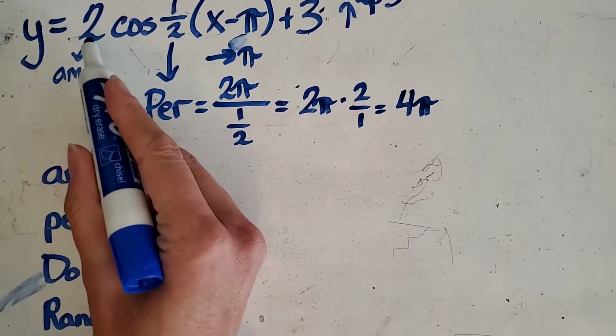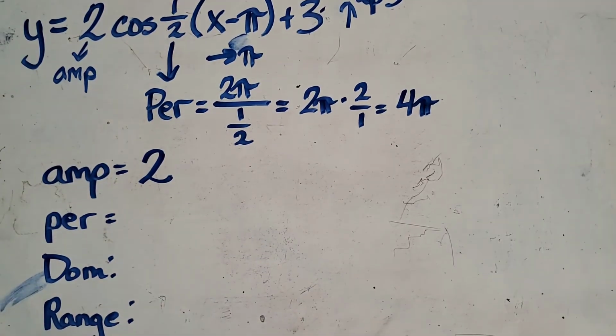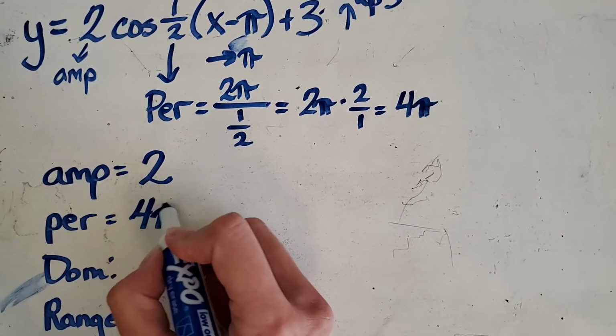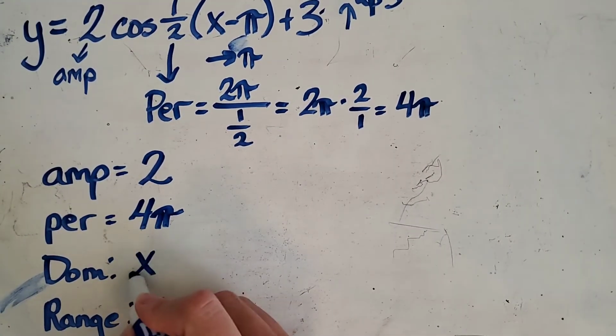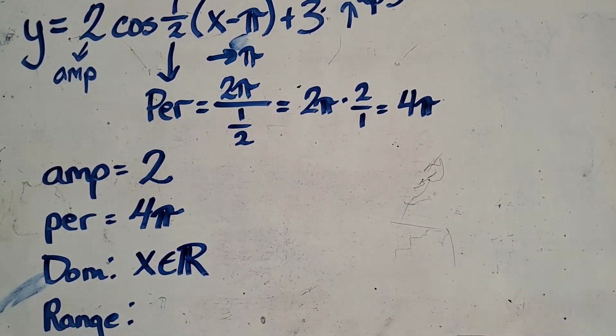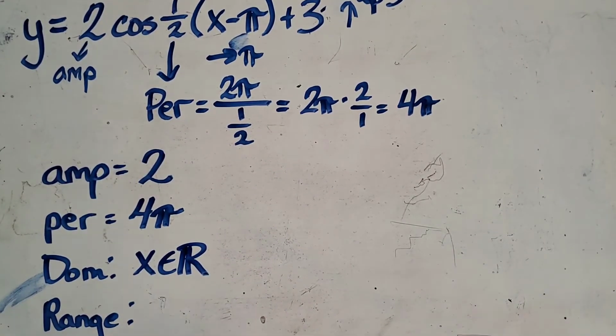So I can see from my equation the A value, the amplitude's going to be 2. The period length is going to be 4 pi. The domain is always all real numbers. Now the range you might be able to predict right now, or you might want to wait till your graph is done to fill in the range.